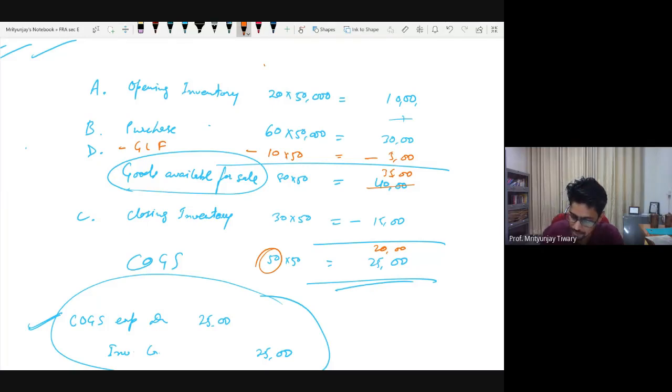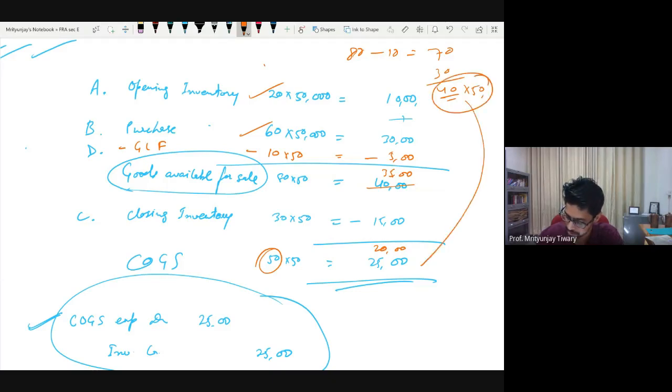So you had 20, you purchased 60 more, so total 80. Of that, 10 got destroyed, so total 70 is left to be sold. Of 70, 30 are still lying in your godown. So that means you must have sold only 40. Now if you multiply 40 by 50,000 each, this is the number you will get.